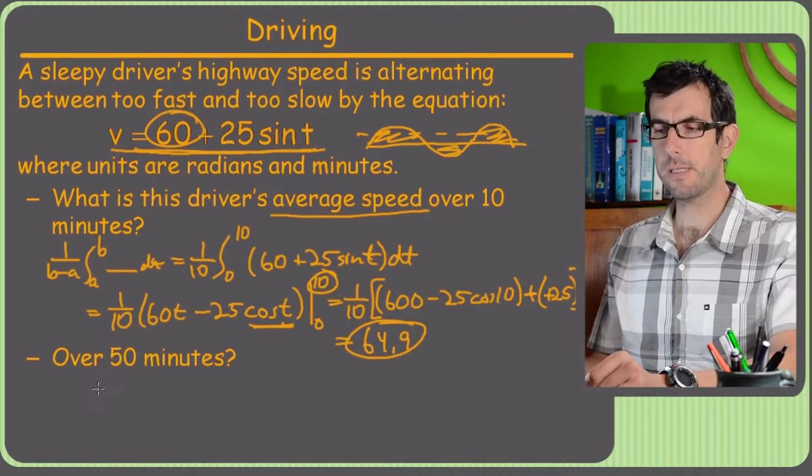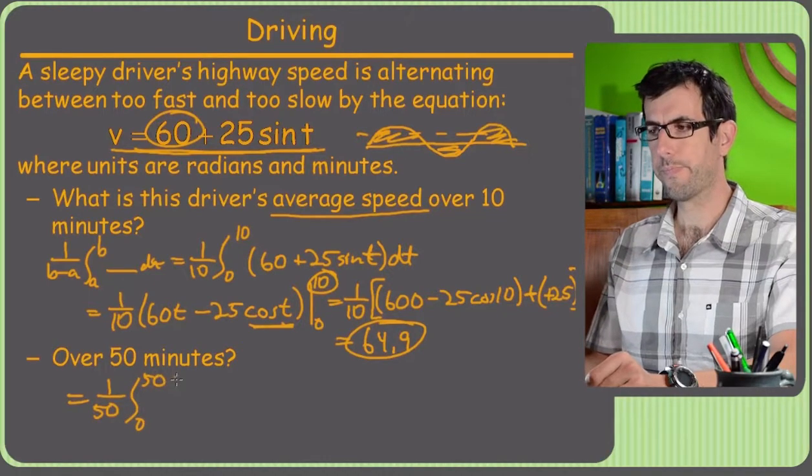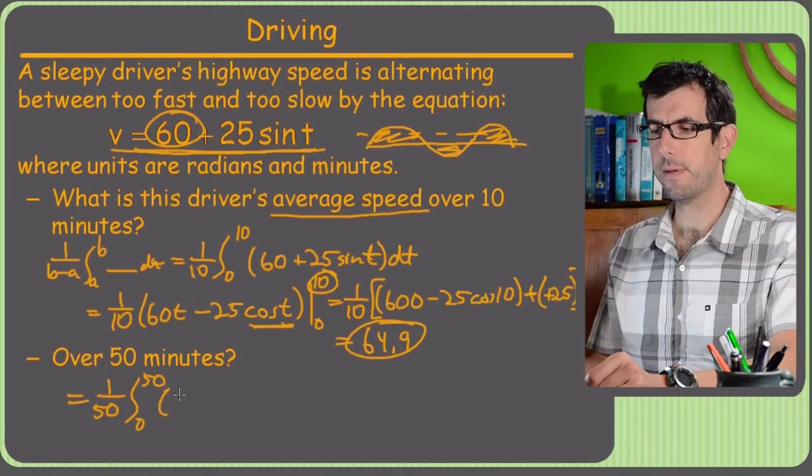All right, over 50 minutes, we do the exact same calculation, except now we're integrating from 0 to 50, which means we have a 1 over 50 out front. But it's the same stuff, 60 plus 25 sine t.